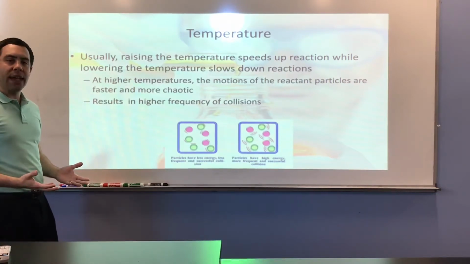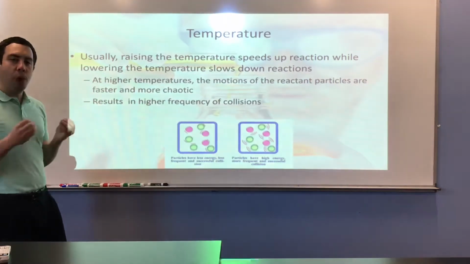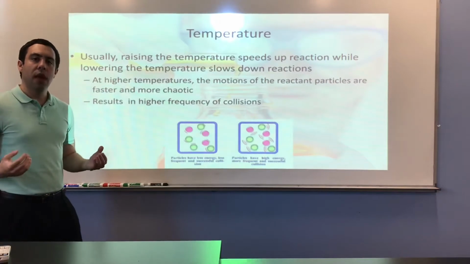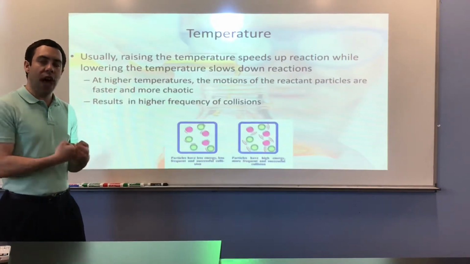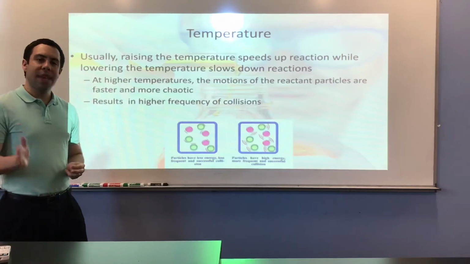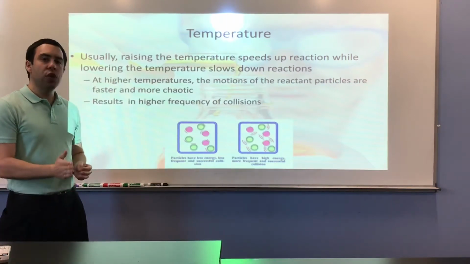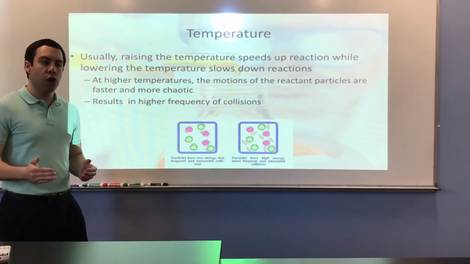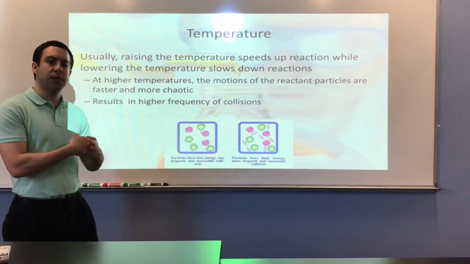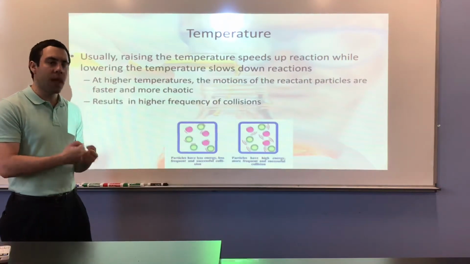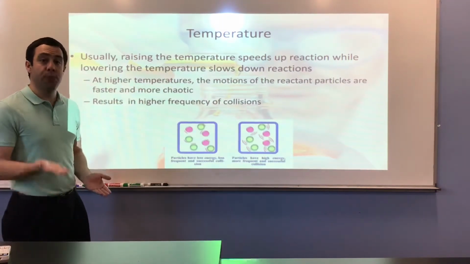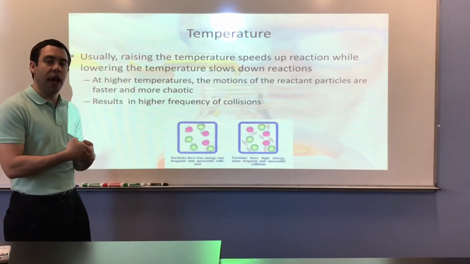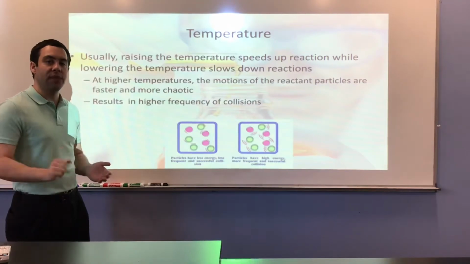The reason for that is when you increase temperature, the particles move faster. And the faster the particles move, the more likely they are going to collide. Remember, for a chemical reaction to take place, you need an effective collision. An effective collision occurs when particles collide with proper speed and orientation. By increasing the temperature, you're speeding up the particles, and with that greater speed, they are more likely to collide, resulting in an effective collision.